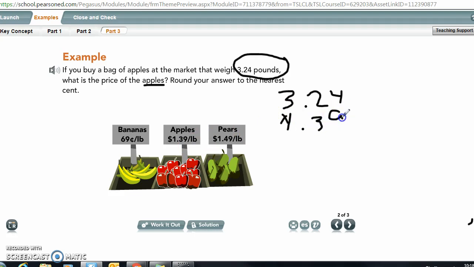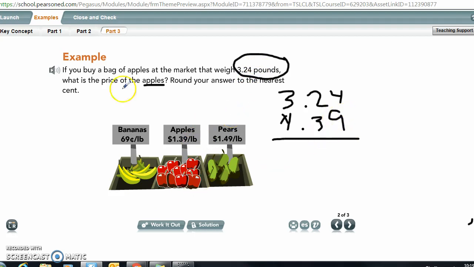$1.39. So if you go to the grocery store, this actually happens a lot. Ask your parents if they're buying meat like chicken or beef or any fruits and vegetables. A lot of times it's not just going to be $1.39 for all these apples. It's $1.39 per pound. So if you're going to buy 3.24 pounds of apples, you need to multiply these to figure out how much you are going to pay for the apples.